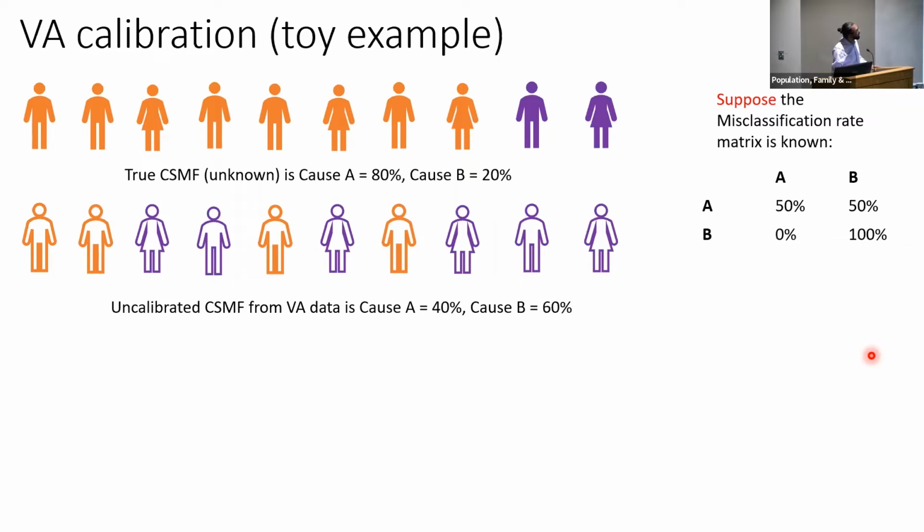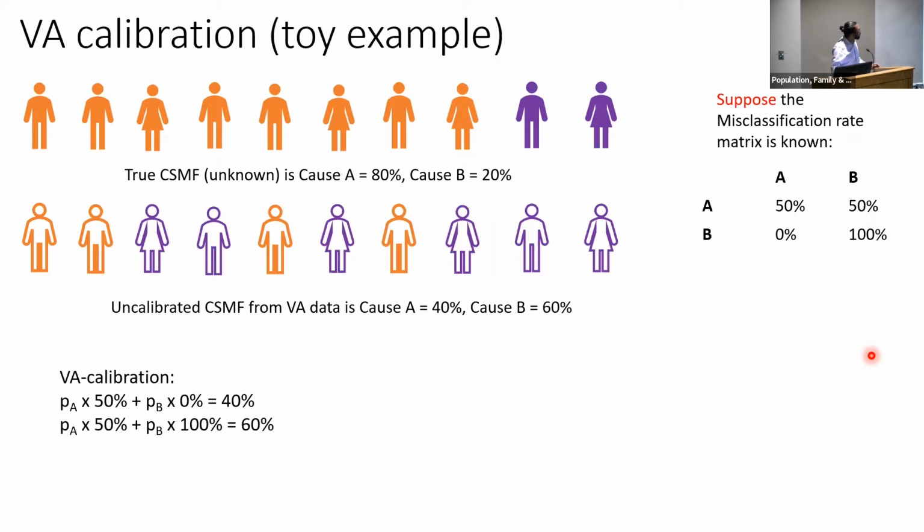If we had an idea of the misclassification rates for the VA, for example, the knowledge that for cause A, only 50% is correctly predicted by the VA and the other 50% is predicted as cause B, and for cause B, the VA is very accurate, classifying 100% of them as cause B. Suppose we had this additional information, then these two pieces of information, the predicted causes from the VA and the knowledge of the misclassification matrix, would be enough to back solve and get the true cause-specific mortality fraction.